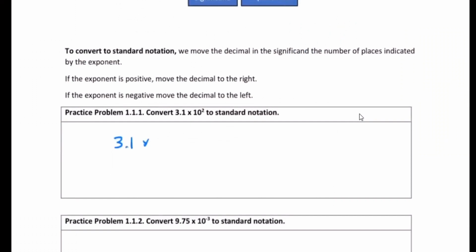3.1 times 10 to the second power. Again, the exponent is positive, which means we're going to move the decimal to the right. So the decimal is here between the 3 and the 1. And we're going to move it one space to the right and another space to the right. So this becomes 310.